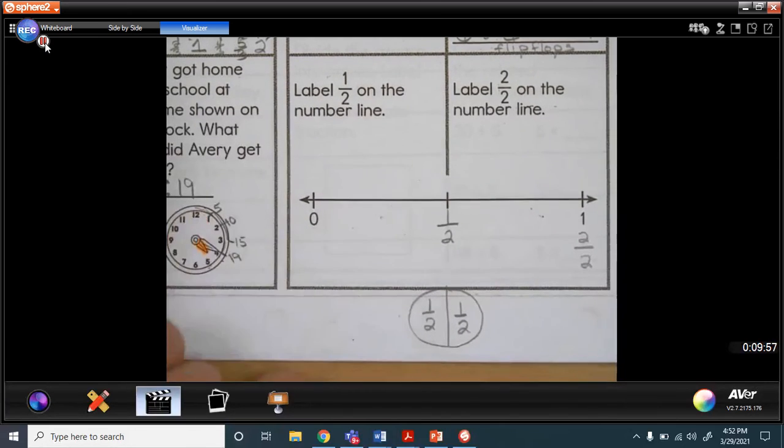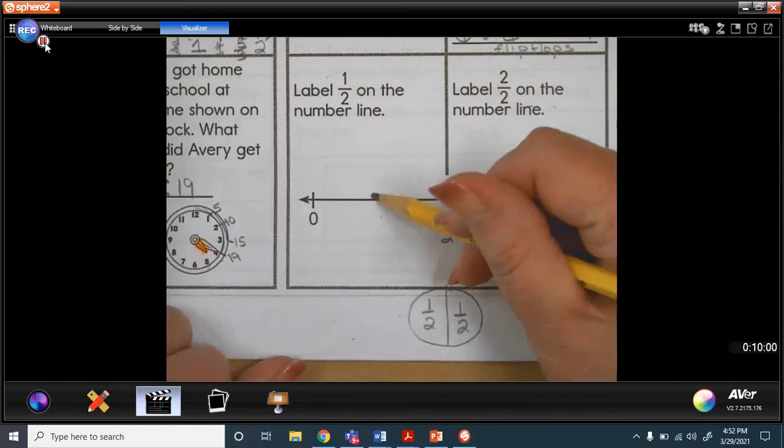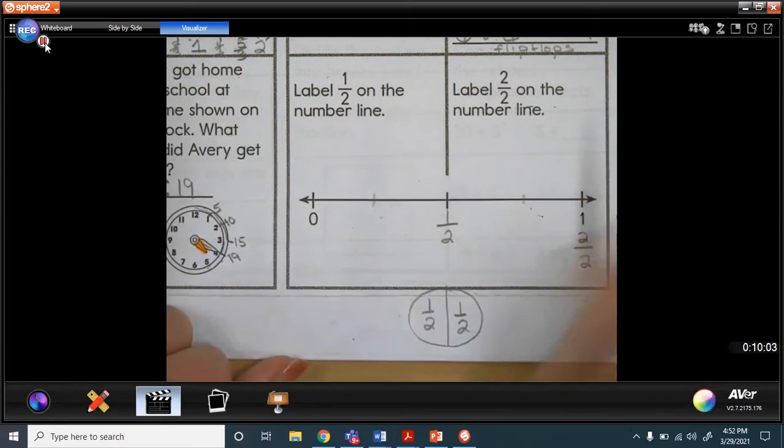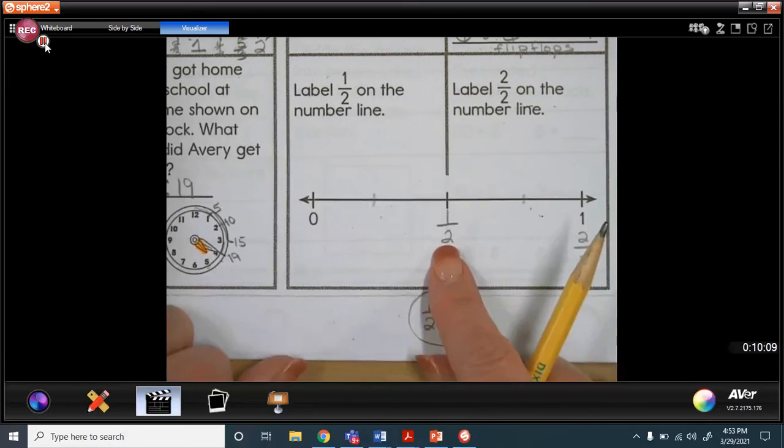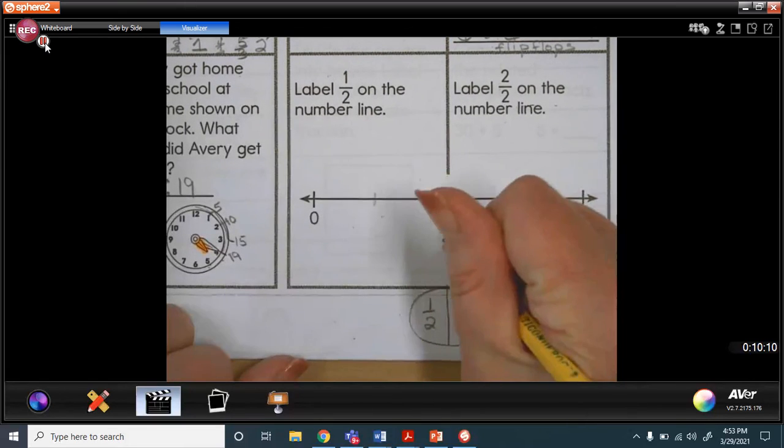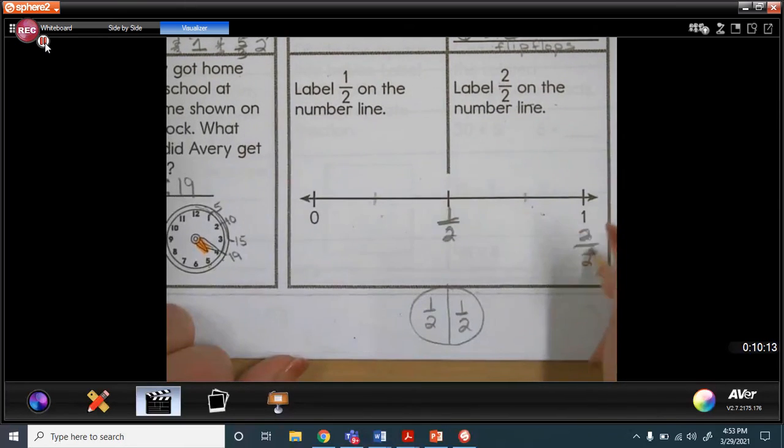Also remember, we can use halves to make fourths, right? So we could do the fourths here. This would be 1/4, 2/4, 3/4, 4/4 would be 1 whole. But for right now, they're asking us to label 1/2 and 2/2.